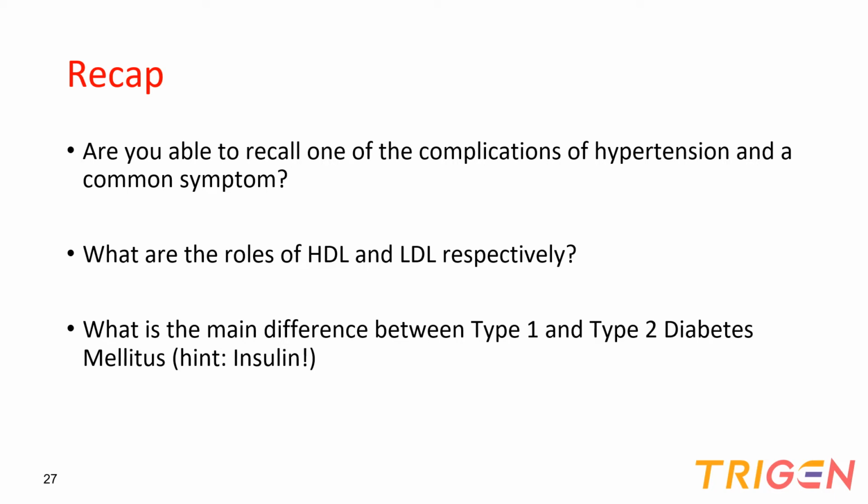So these are the answers. One of the common complications of hypertension is heart disease, such as a major heart attack. Other complications include blurring of vision caused by hypertensive retinopathy, stroke, and impairment of kidneys.